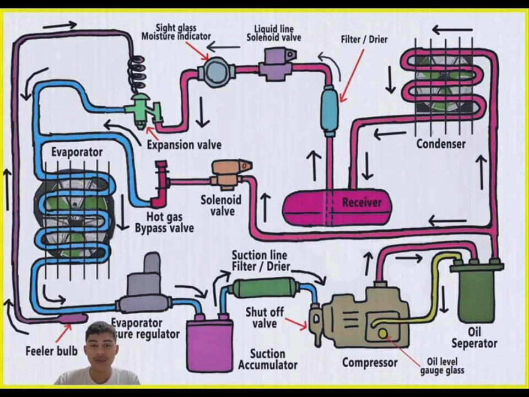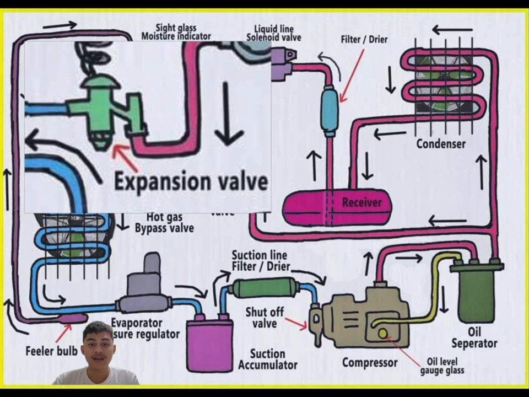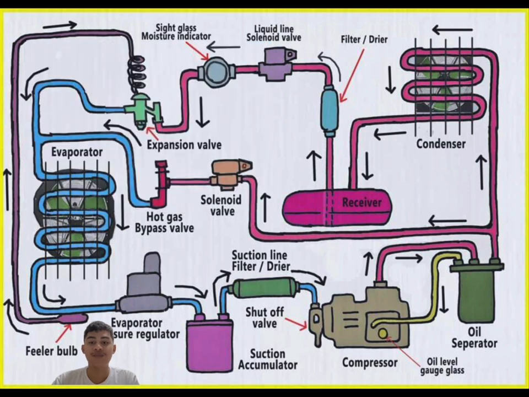Then we have the expansion valve, TXV or TEV. It drops the pressure of the liquid refrigerant, causing it to evaporate and absorb heat. High-pressure liquid to low-pressure refrigerant entering the evaporator, regulated by the feeler bulb, which sets the temperature at the evaporator outlet.